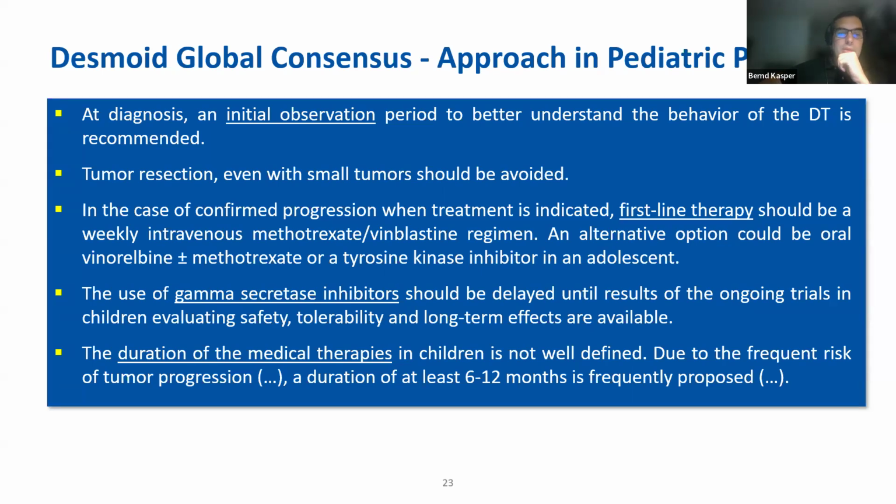Usually methotrexate vinblastine is the preferred regimen. An alternative option is a tyrosine kinase inhibitor, but we do not have very much data on tyrosine kinase inhibitors in children. There is also a study still ongoing for gamma secretase inhibitors in children, the same one with nirogacestat, but we do not have the results yet, and so the use of these gamma secretase inhibitors in children should be delayed until we really have the results there.